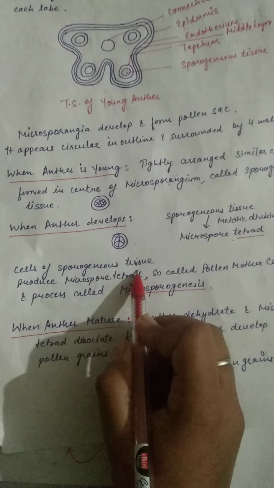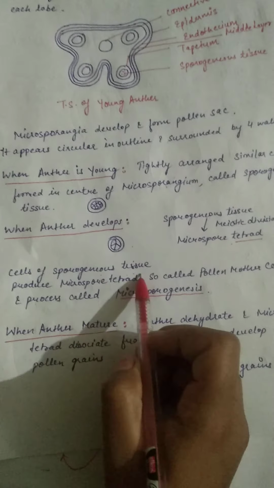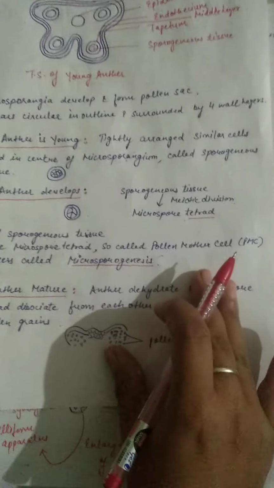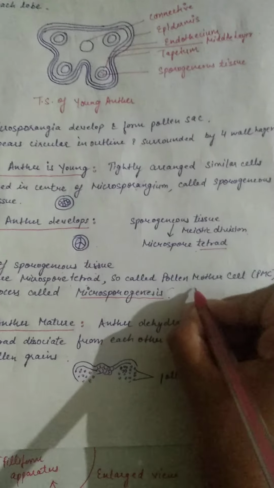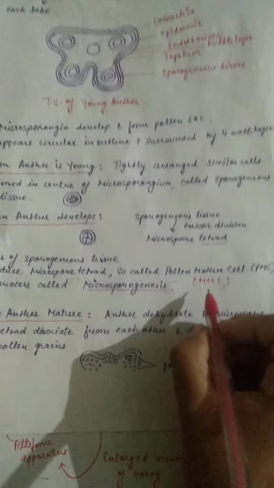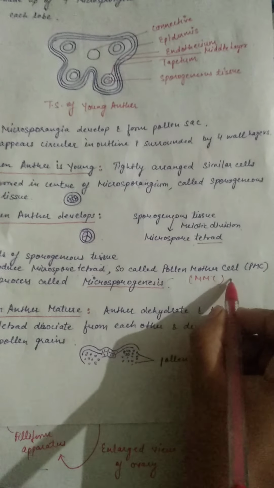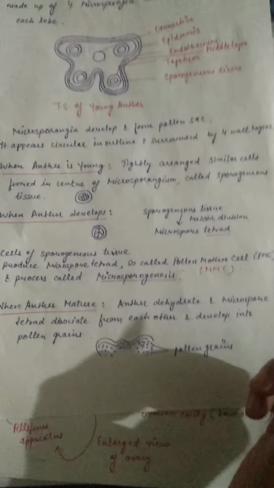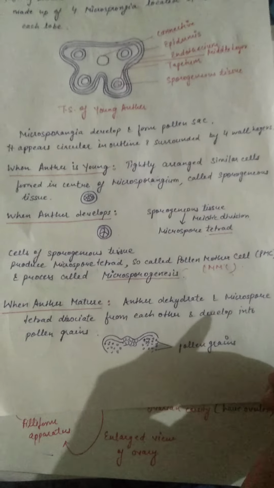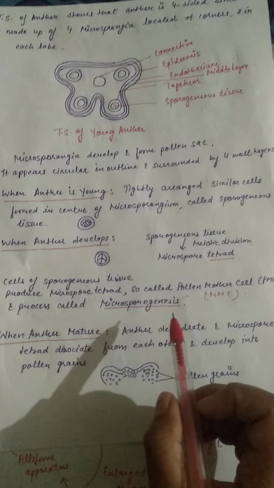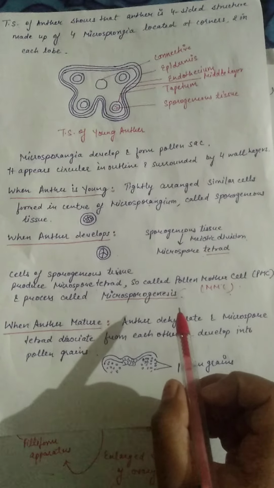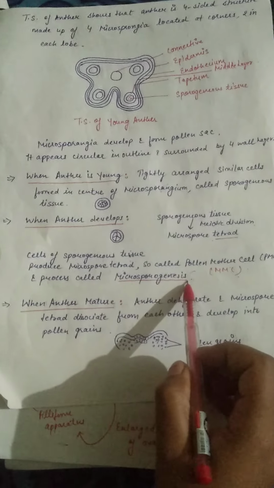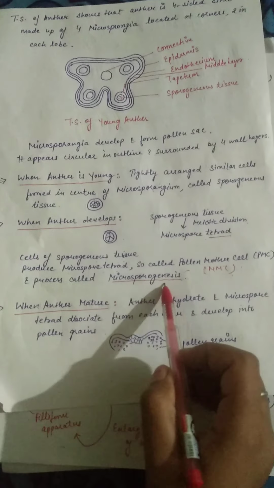As you know, cells of sporogenous tissue develop the microspore tetrad. That's why it's called a microspore mother cell or pollen mother cell. It is also called MMC, because it gives birth to a microspore, which is also called a pollen grain. It is called a microspore because pollen grains are very micro in structure. And this process is called microsporogenesis. Genesis means formation of microspore.